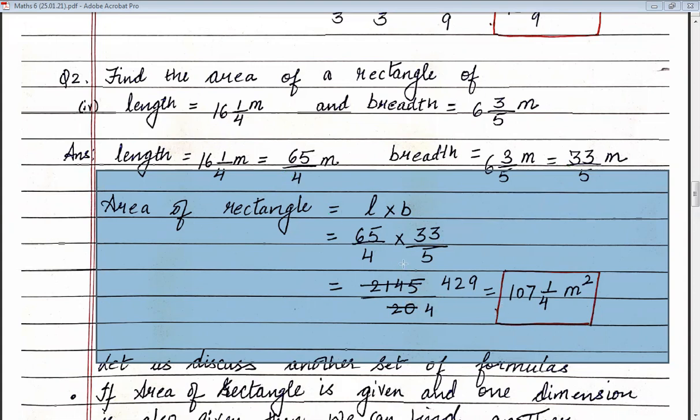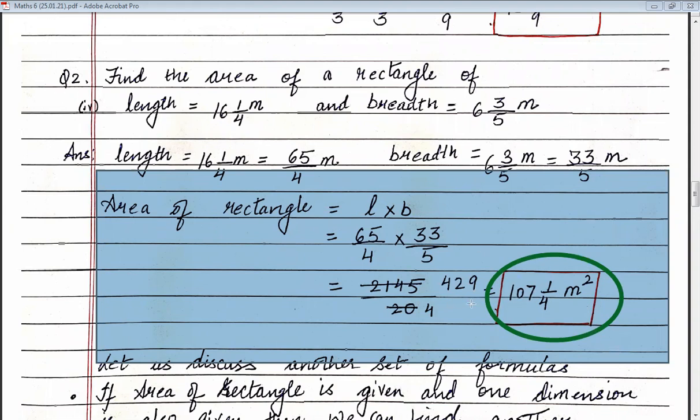So, after multiplication and after converting into mixed fraction, your final answer is 107 1 upon 4 meter square. Okay, so this is the area of rectangle. I hope children everyone knows why here meter square has come.